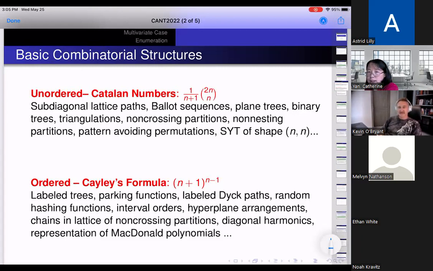The structure is obtained by having some Catalan structure in the background and allowing certain labeling or ordering, and then you get something counted by Cayley's formula. Examples also include labeled Dyck paths, a certain kind of nice hashing function in random hashing, interval orders, regions of hyperplane arrangements, and the chains of the lattice of non-crossing partitions, and so on. I just list some. So it appears in a lot of algebraic and representation problems.